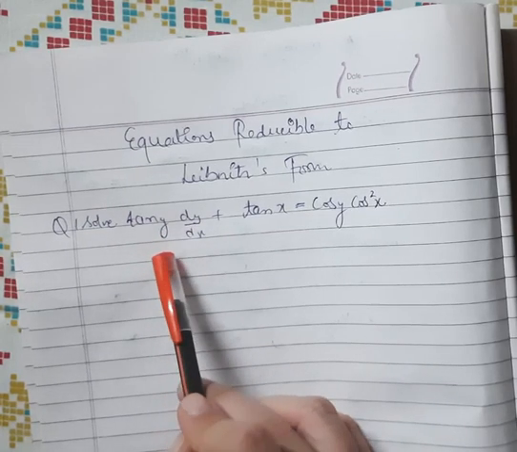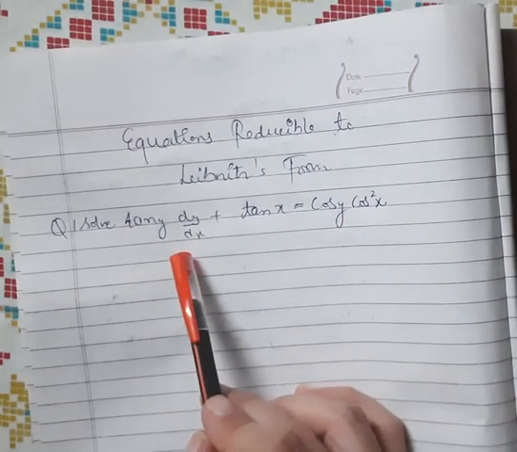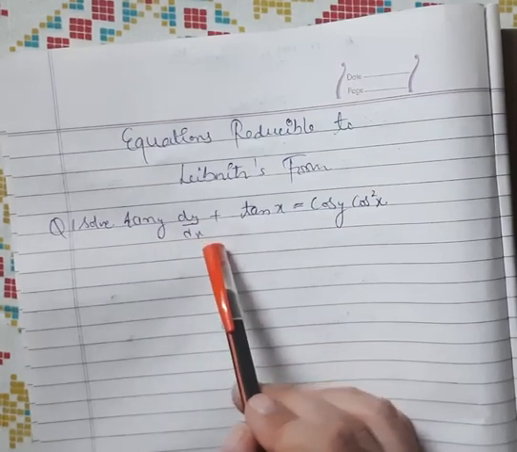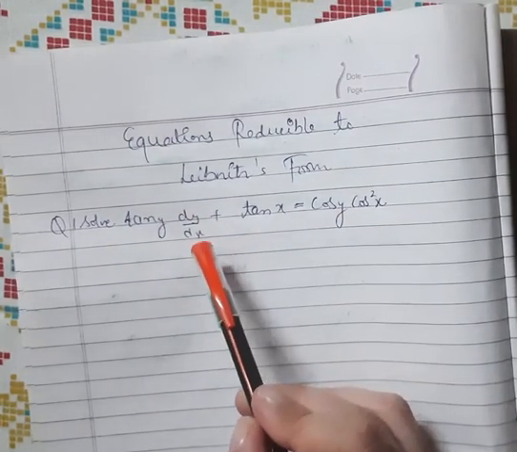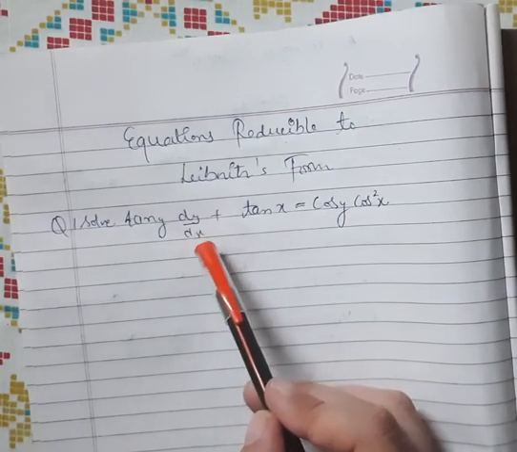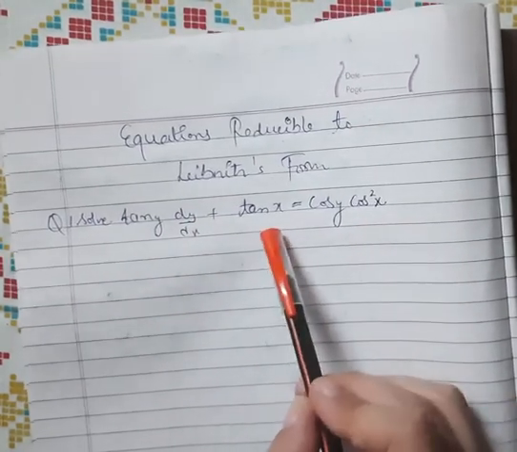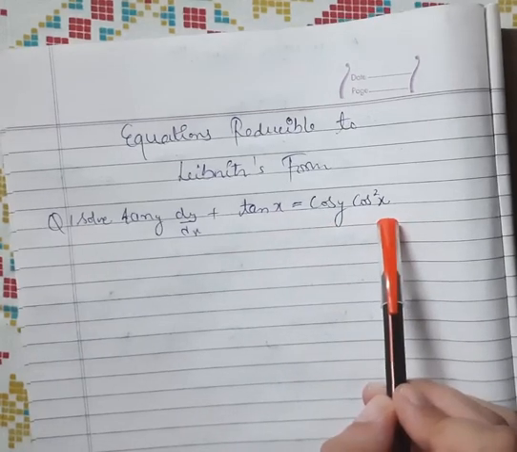Linear means the dependent variable should be of only degree 1, only in the form of y. Secondly, there was the other type, which is linear in x. This is also not possible, that we convert it into the form of dx upon dy. Why so? You can see tan x and cos square x are also present there. So neither is it linear in x nor linear in y. Now what we are going to do, we will do some necessary modifications and convert it into the form of a Leibniz linear differential equation.